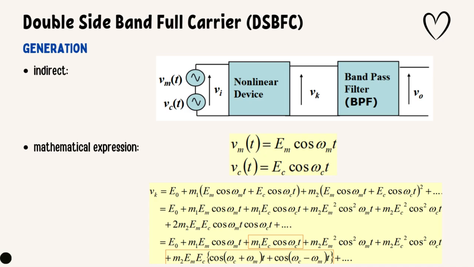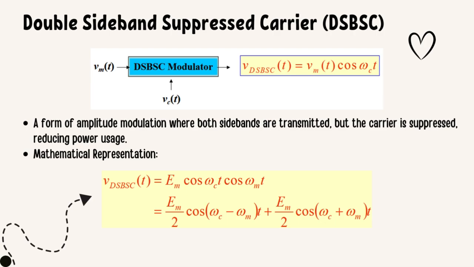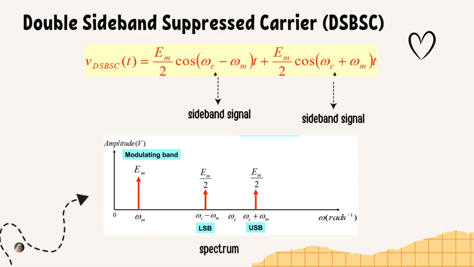Here is the figure illustrating the indirect generation process. Next, we discuss the double sideband suppressed carrier, DSB-SC. The DSB-SC modulation has a mathematical expression derived from its process of modulating a carrier signal without transmitting the carrier itself, using trigonometric identity.